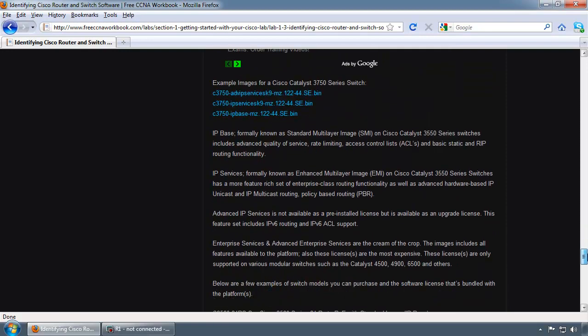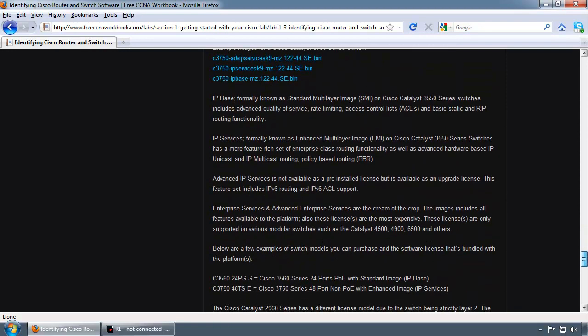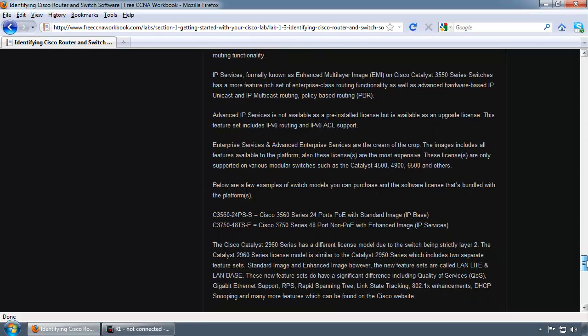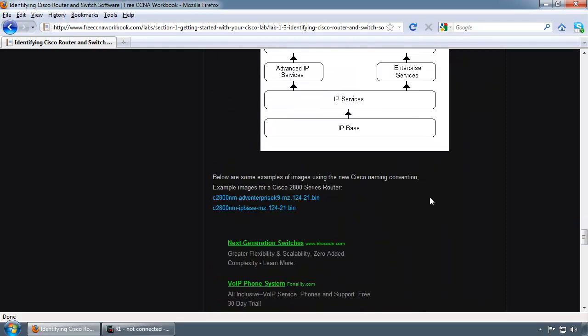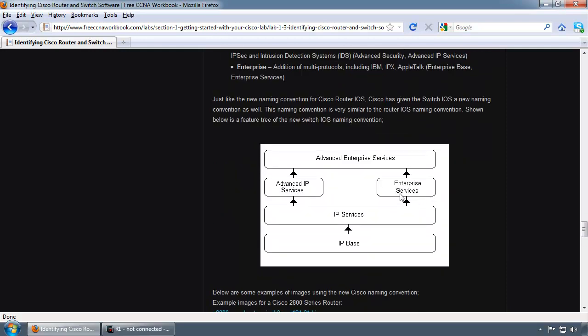Oh yes, there is one thing that I forgot to mention. When you're dealing with switches, commonly you will find the enterprise services and advanced enterprise services on chassis platforms, such as the 4500 and the 6500. Forgot to mention that. Advanced IP services you can find on the chassis as well as fixed configuration switches, such as the 3560 and 3750.